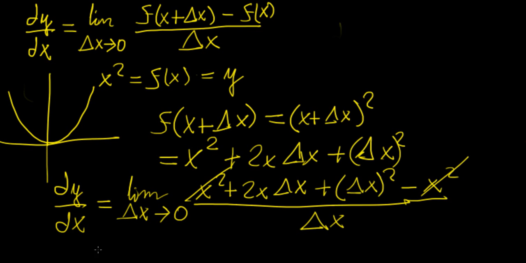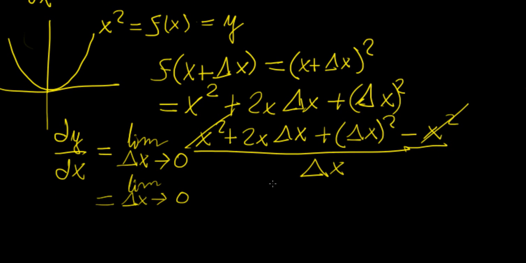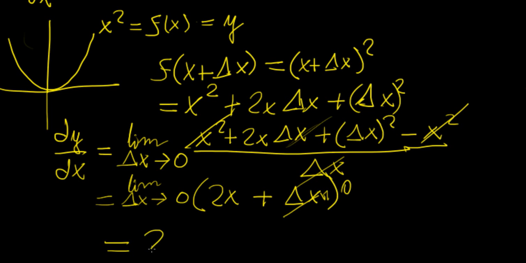So we're going to have the limit of delta x going to 0. So obviously this and that are going to cancel out. And then this one is going to be left with the following: 2x plus delta x. And because delta x goes to 0, this is just going to be 0. So in the end, we're going to end up with 2x.